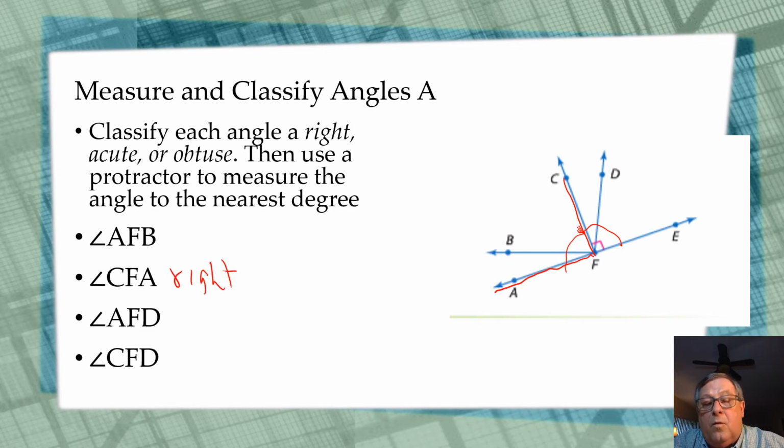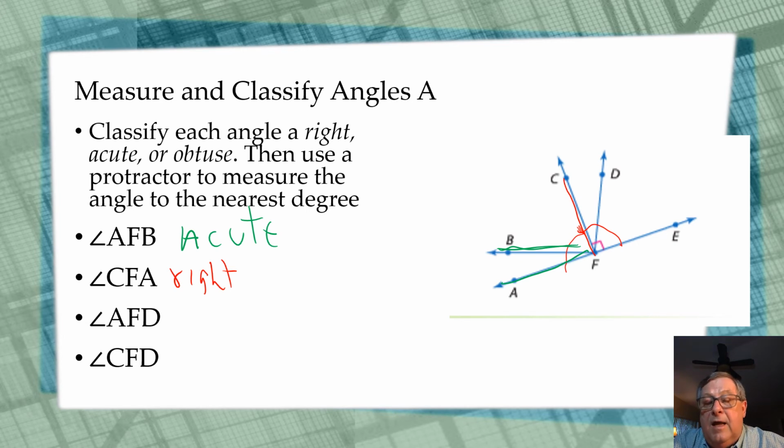Now that I've got that out of the way, we're asked to find AFB. So AFB is this angle right here. AFB is part of this angle CFA, which is a right angle. And so AFB, both by visual inspection and the fact that it's an angle smaller than CFA, has got to be acute.